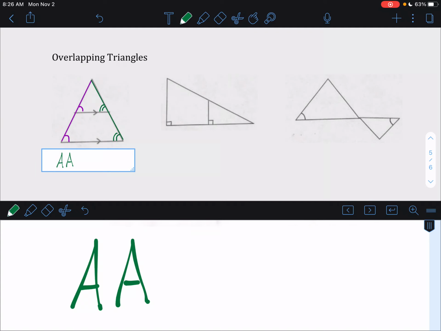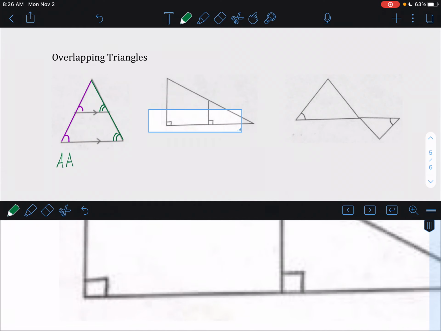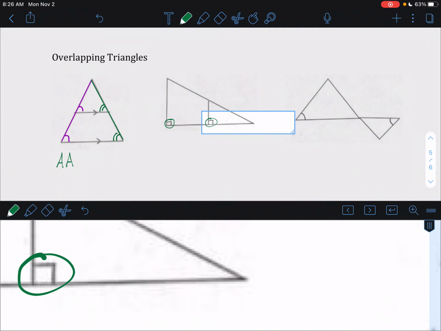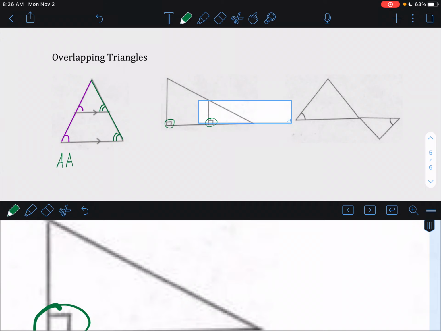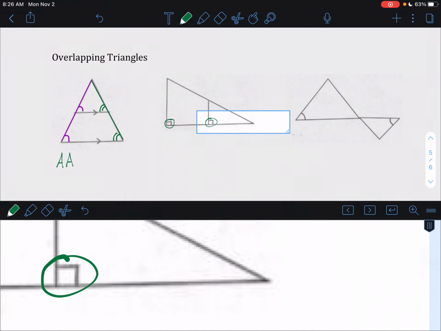All right, next, I have this triangle, and on this triangle, I have right angle marks, and I know right angles are always going to be congruent to one another, but I don't see anything else that I can use here, except for this specific corner of the triangle. So this corner is shared by both the small triangle and the large triangle. Therefore, that corner is going to be congruent to itself.